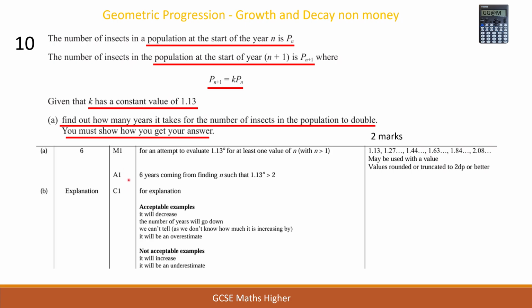So there's a method mark and an answer mark. An explanation mark here, so C1 means a communication mark. So you have to use words for an explanation. Any of these answers here are acceptable. These ones down here are not acceptable. So make sure you know what was accepted and what isn't accepted.